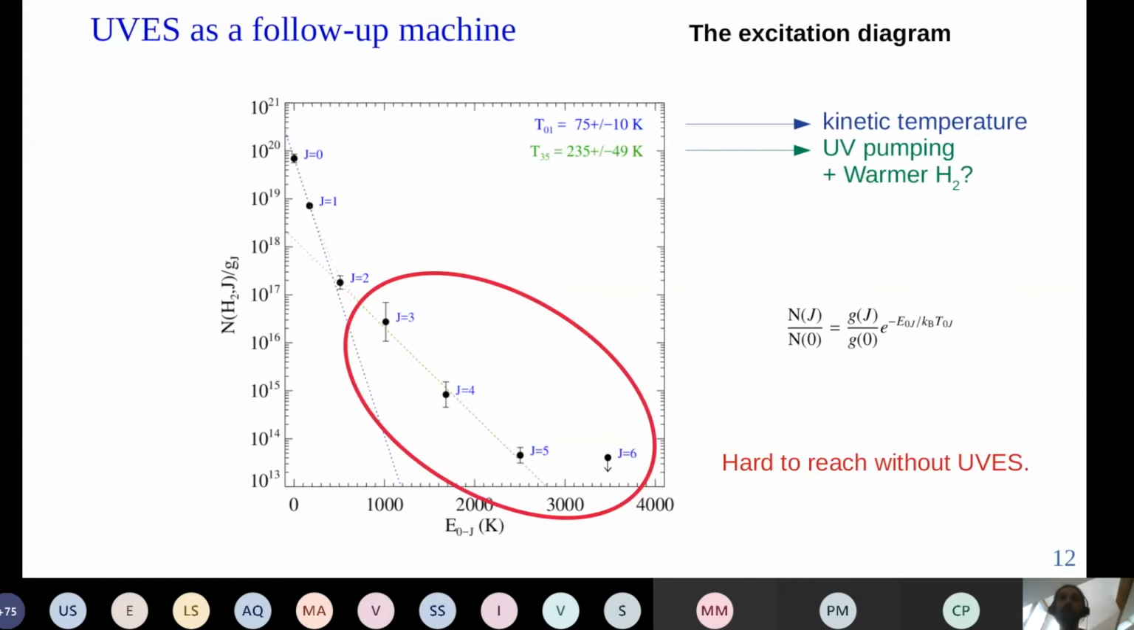So this comes to my second part now, which is H2 and UVES as a follow-up machine. H2, as I said in the beginning, has different rotational levels, and you can plot this excitation diagram, which shows the column density of different rotational levels against their energy. The low rotational levels of H2 are mainly populated by collisions, while the high rotational levels trace the UV pumping or the warmer H2. These high rotational levels would be very hard to detect or constrain without UVES, unless you get, of course, very high column density. But in most cases, this is really better constrained with UVES because column densities of these levels are much lower.